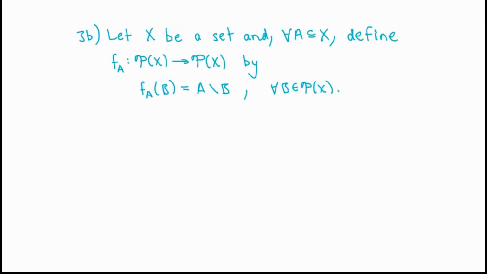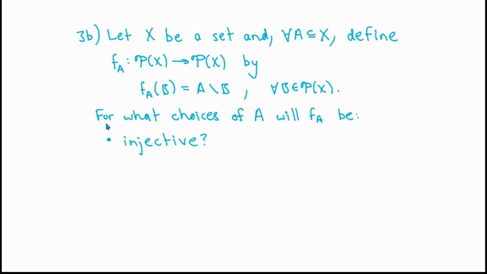Now, in case some people are getting bored, let's try a little more complicated example. In this example, let X be an arbitrary set, and for each subset A of X, let's define a function which we're going to call f sub A from the power set of X to the power set of X by the rule that f sub A of any element B in the domain is equal to A set minus B. Let's now ask for what choices of the set A will the function f sub A be injective.